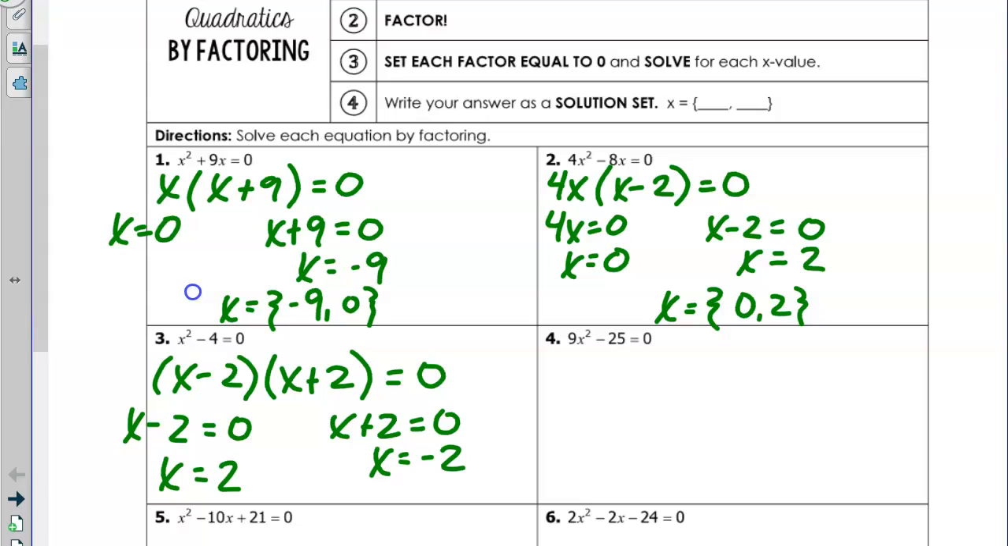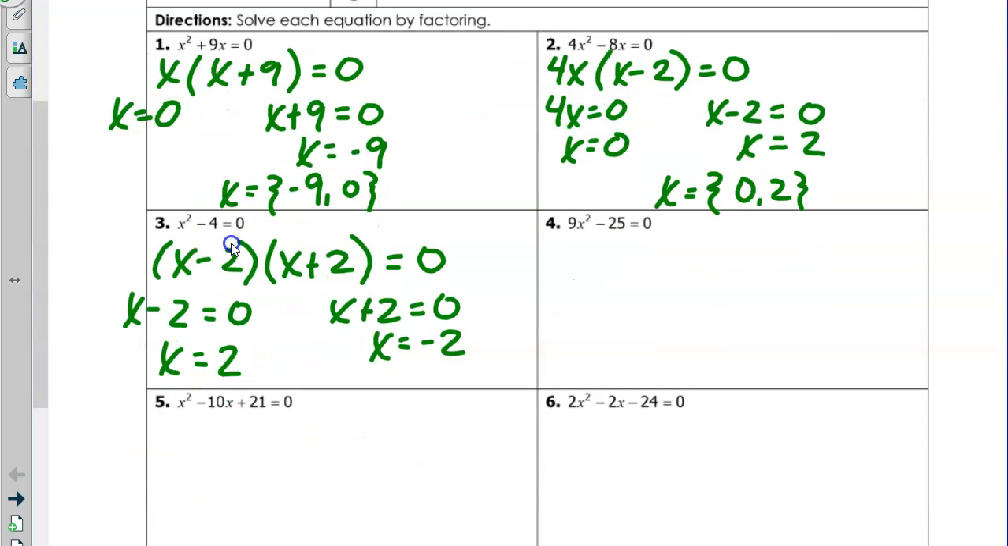I'm going to skip 4. And let's do number 5. Do you want us to set it up as the x equals? Oh, you're right. I'm so sorry. X equals negative 2, 2. Thank you.